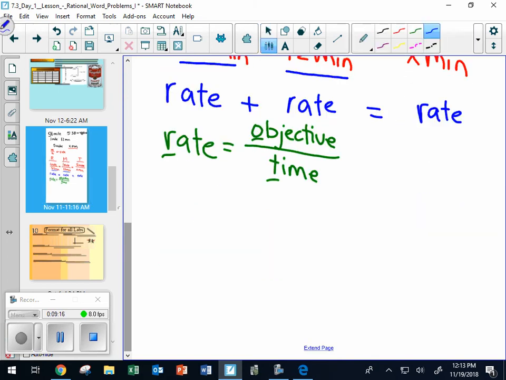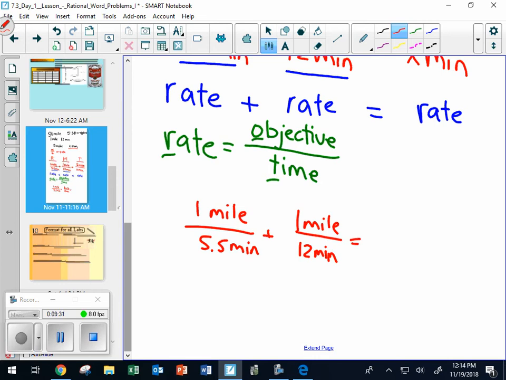I'm going to quickly rewrite our equation down here. We have 1 mile over 5.5 minutes. We have 1 mile over 12 minutes. And we have 5 miles over X minutes. Row 6, person 5. Could you tell us what would be a good first step?